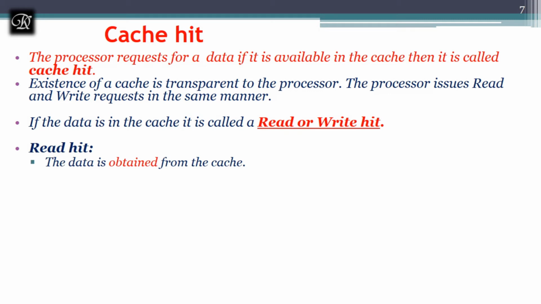What happens with a read hit? The data is obtained from the cache. So the processor wants the operands for computing the task. For example, if I take a sum of two numbers, a and b are the values I want. If they are available in the cache, then it is a hit, and it is going to take those values and perform the addition.